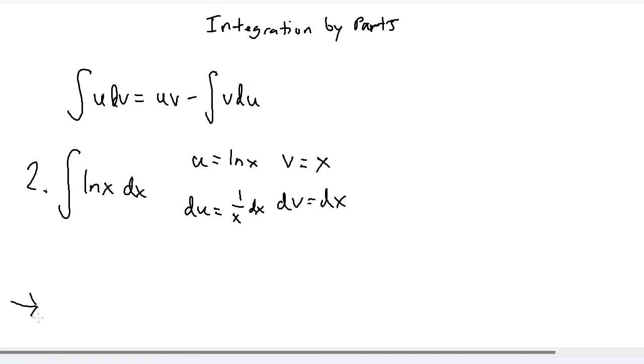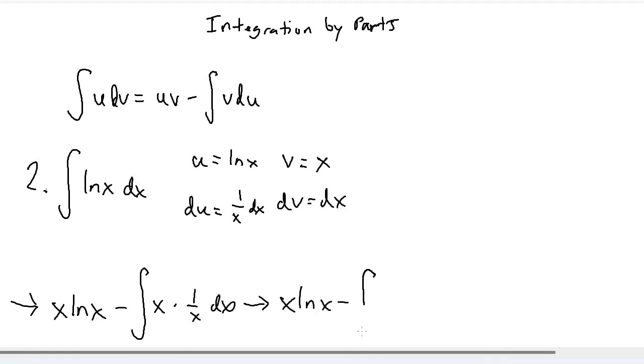So now plug into the equation. I get u times v, so ln x times x, just x ln x, minus the integral of v, which is x, times du, which is 1 over x dx. So we get x ln x minus the integral. Well, x over x is just 1, so we just get 1 dx. And the integral of 1 is just x. So the final answer is x ln x minus x plus c.